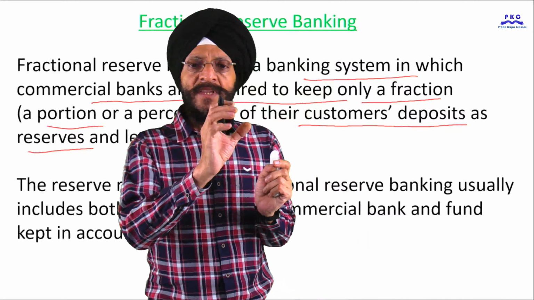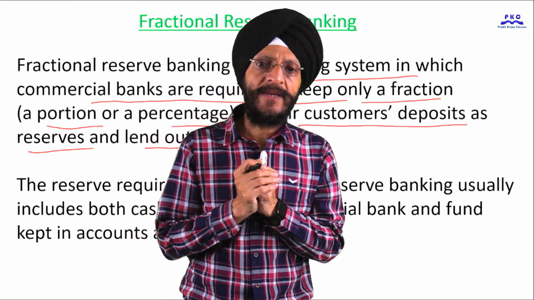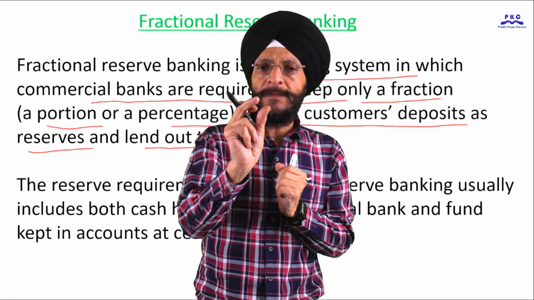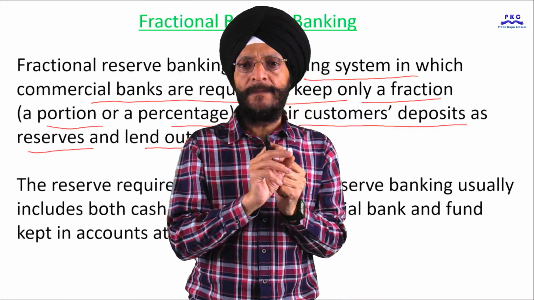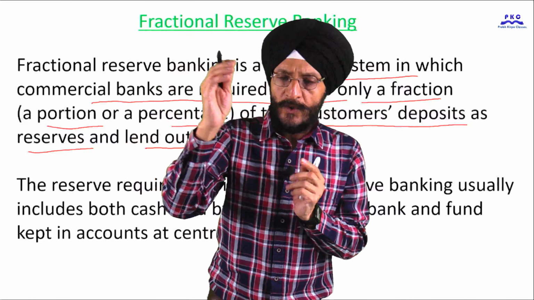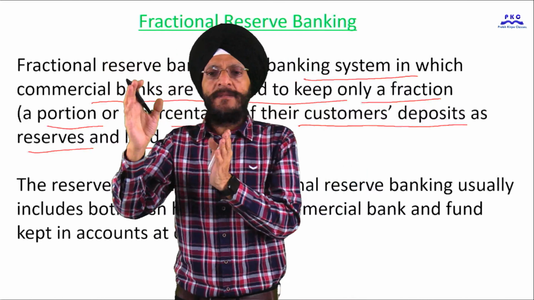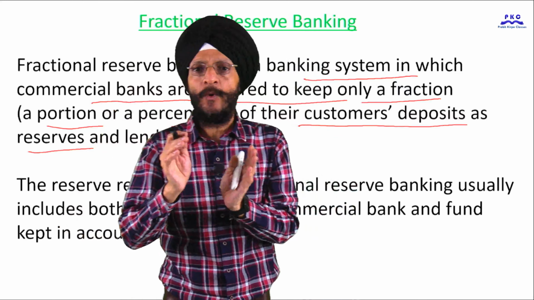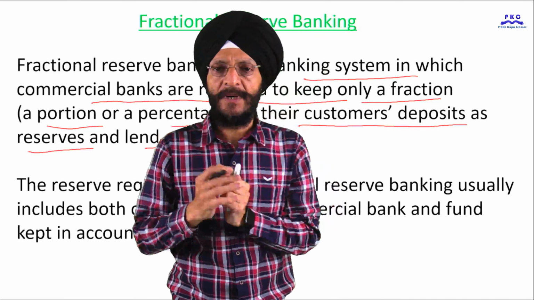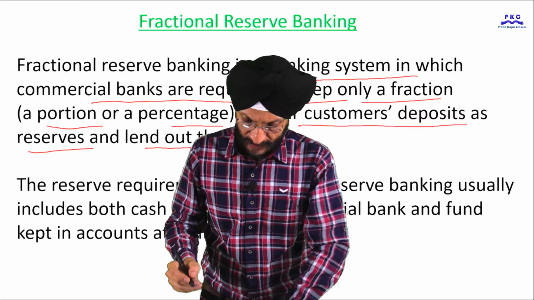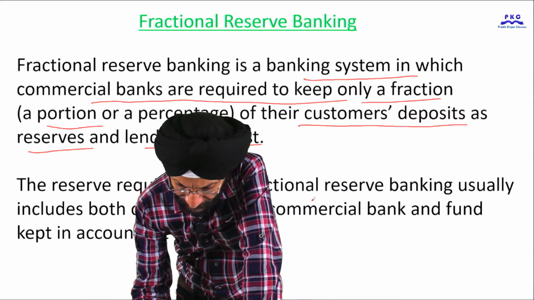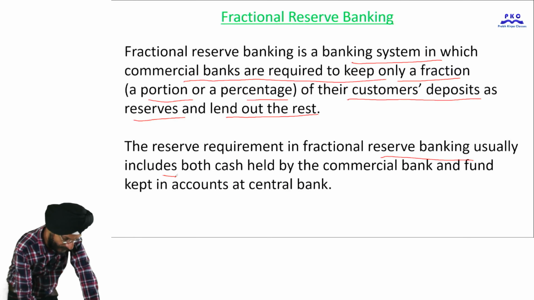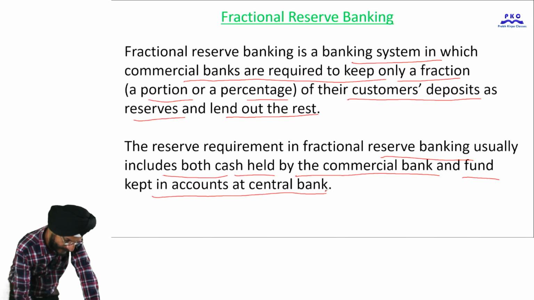It means that when we deposit some money, the banks keep a certain percentage of it with them, or some portion with the central bank, and the balance amount is used for lending purposes. The reserve requirement in fractional reserve banking usually includes both cash held by the commercial bank and funds kept in accounts at the central bank.